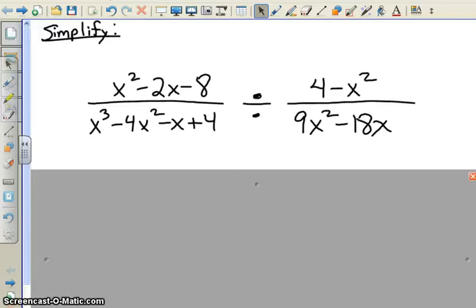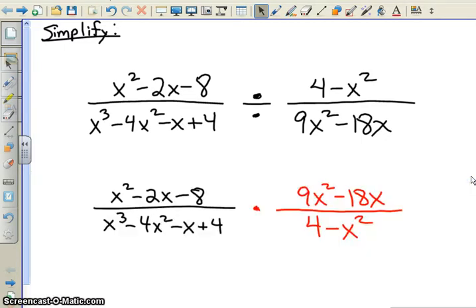Let's attack this fraction problem. First of all, I see we're dividing two fractions, which, if you recall, we never divide with fractions, we multiply by the reciprocal. So I have already changed to multiplication and flipped my second fraction around.